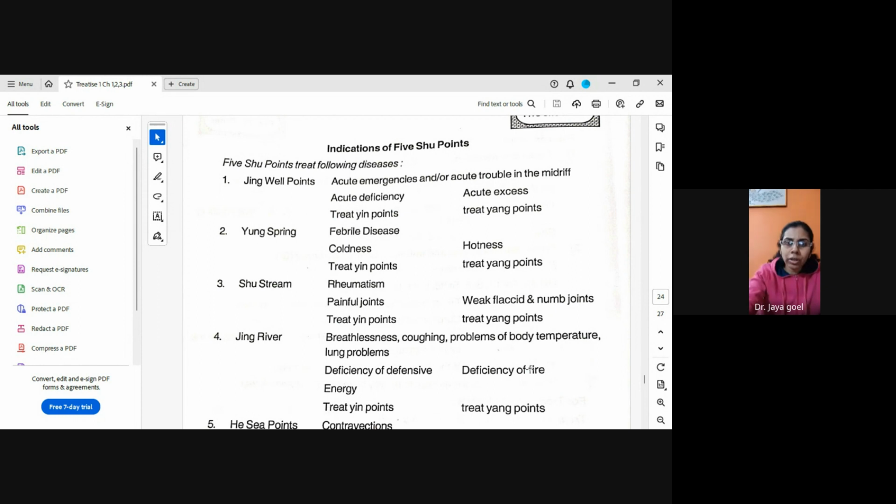And for He-sea points, contravection for fluid, yin point, and contravection for energy, yang point.